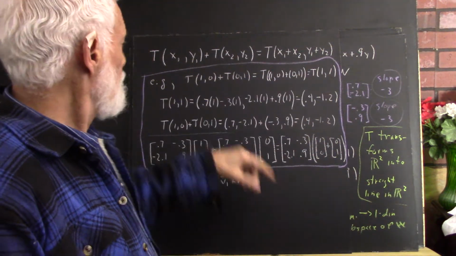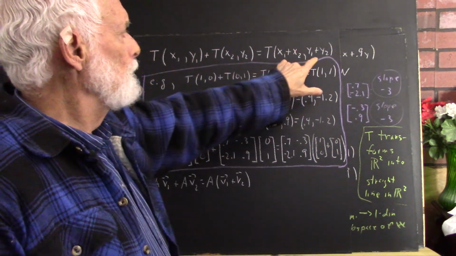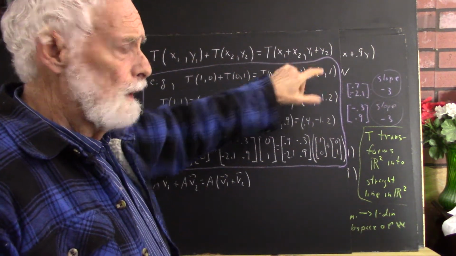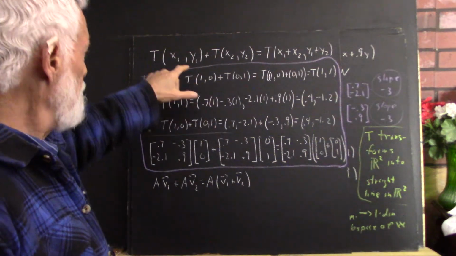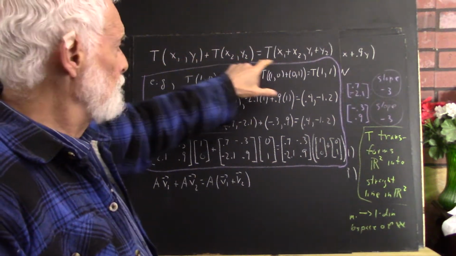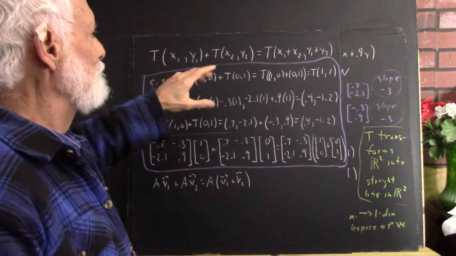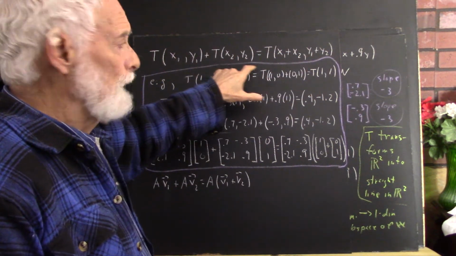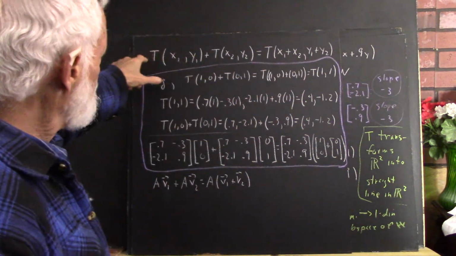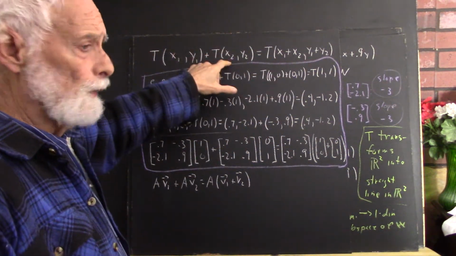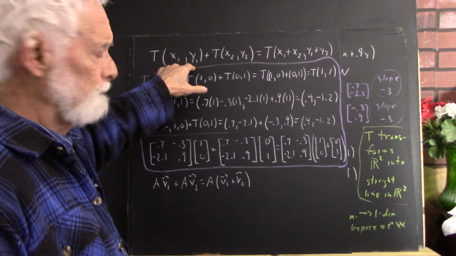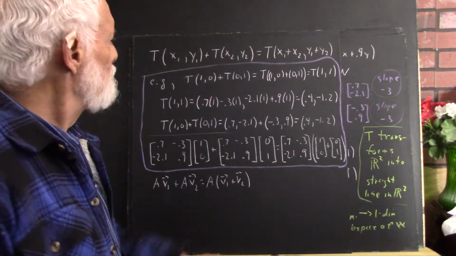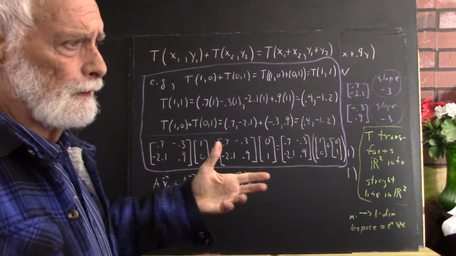Okay? In other words, if we add these two vectors and transform the sum of these two vectors, it's the same thing we would get if we transform each vector, and then add them. Okay. That's the property of linearity in essence.